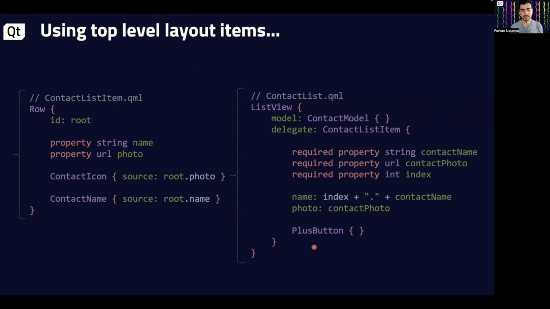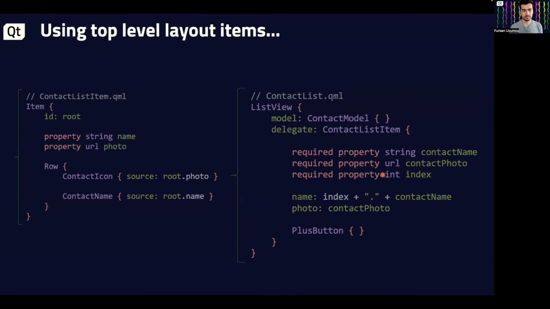And on the right side, I want to put a plus button on top of it. Just by looking at the code, I would expect that plus button would be on the top left corner of this contact list item. But if I run this code, I'll see that plus button shows up right next to contact name. This is because row is a top level and plus button is parented to row, which makes it show up right next to contact name.